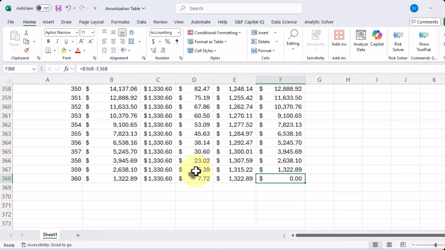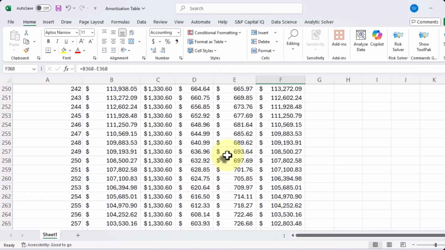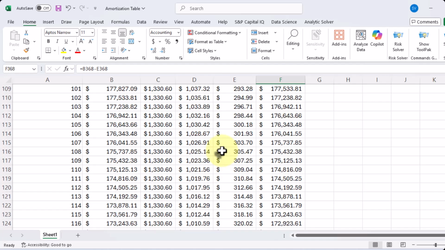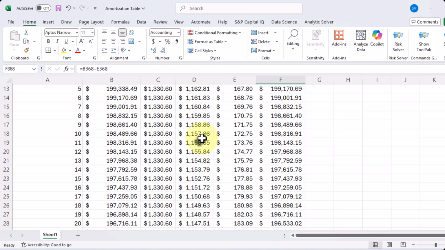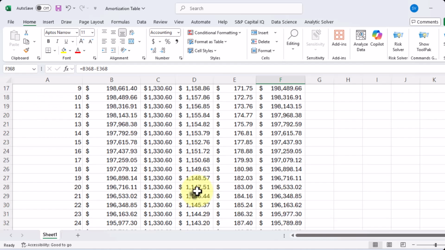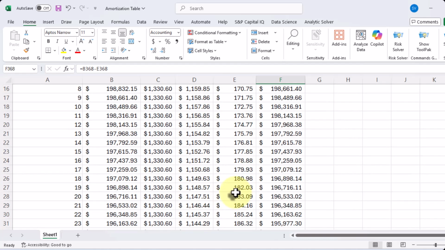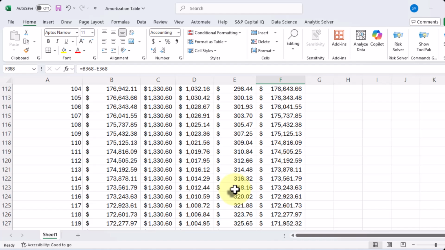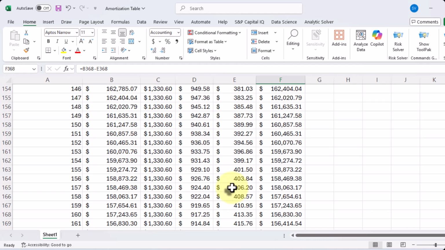What I also want you to see here is what's going on with your interest payment and your principal payment in an amortized loan. As you pay off the principal, the amount of interest paid goes down. The amount of principal paid towards the loan goes up. And that's really how an amortized loan works.